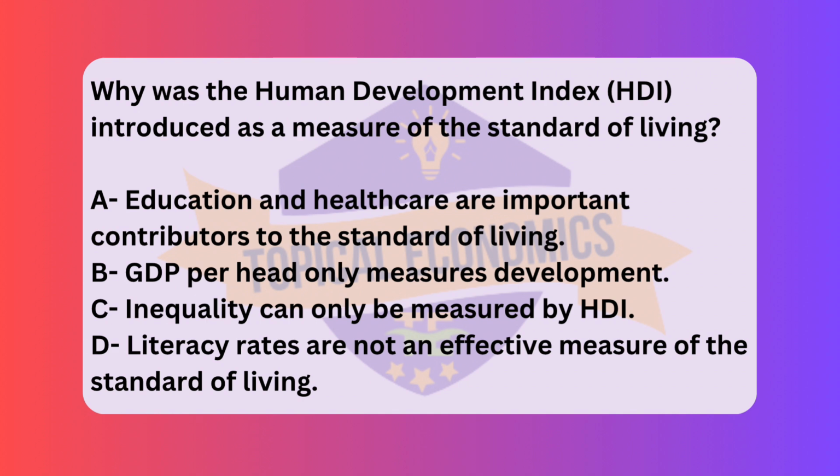Lastly, option D, literacy rates are not an effective measure of the standard of living, is incorrect. Literacy rates are an important indicator of education, but the HDI does not use literacy rates directly. Instead, the HDI uses mean years of schooling and expected years of schooling, which are considered more comprehensive measures of educational attainment. However, literacy rates still provide valuable information about the educational level of a population, but HDI was designed to go beyond just literacy to include overall educational attainment.